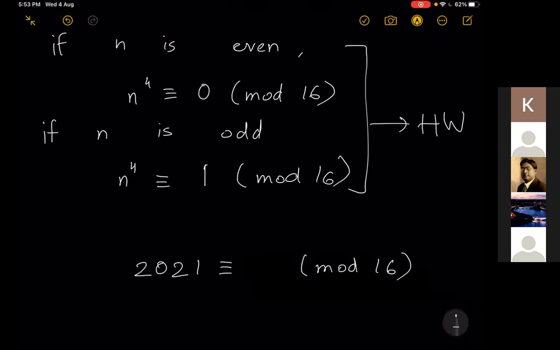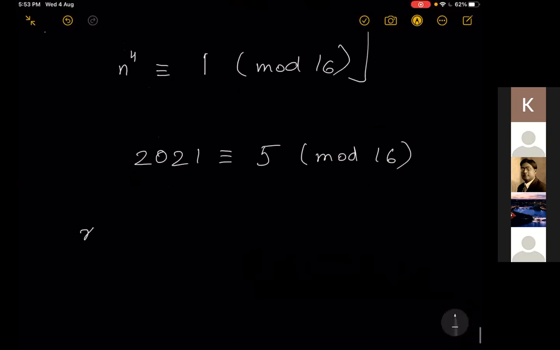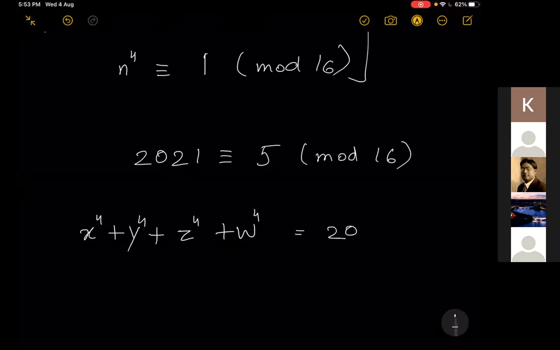2021 is congruent to 5 mod 16. Now, if x to the power 4 plus y to the power 4 plus z to the power 4 plus w to the power 4 equals 2021, this thing is 5 mod 16. But the left side can be at most 4 mod 16.